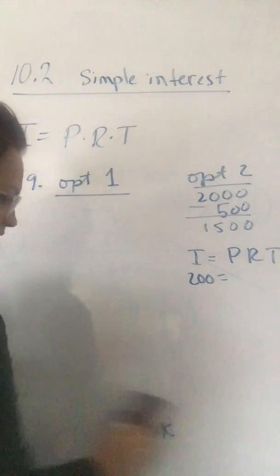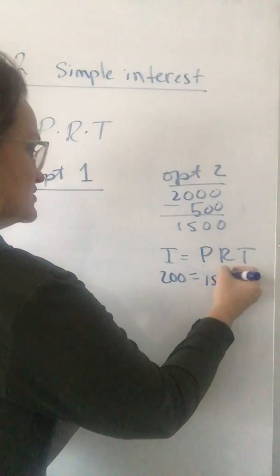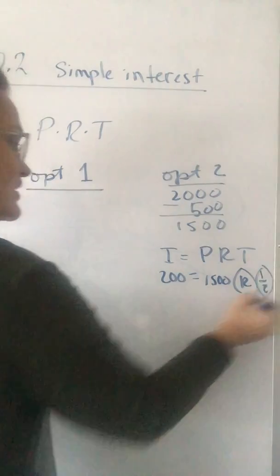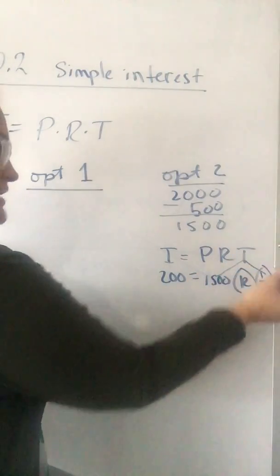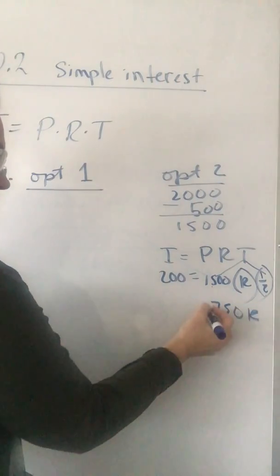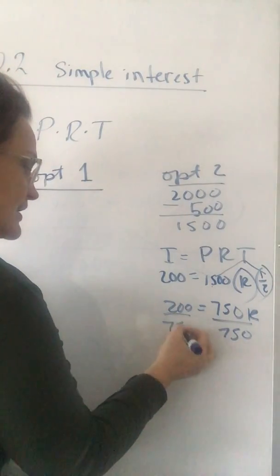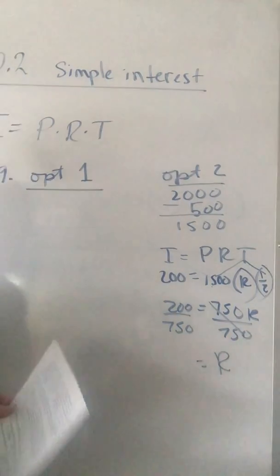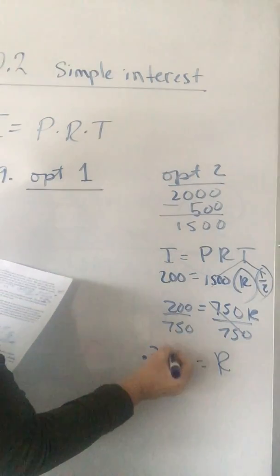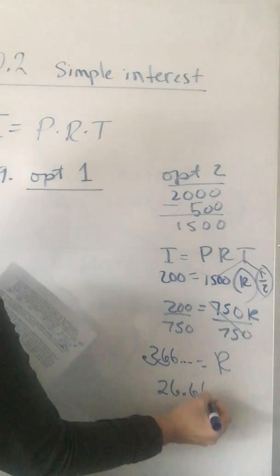$200 interest, and he borrowed $1,500. We don't know the rate, and it's again half a year, 6 months. So we multiply the 15 times the 1/2, jumping over R there, you can do that, and that's 750R equals 200. Then to solve, we divide by 750 on each side. That will give us our interest rate for this deal, and it comes out to be 0.26 repeating. When we go to right, that makes 26.6 repeating.